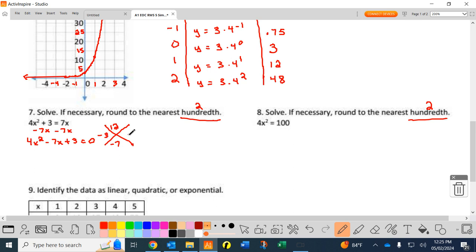So that's going to factor into 4x. Remember, you got to keep the number in front. The power divides by 2. So that's going to be 4x minus 3 and 4x minus 4.